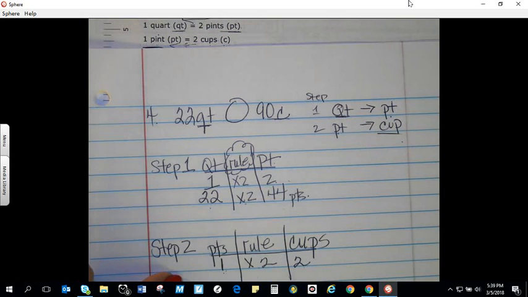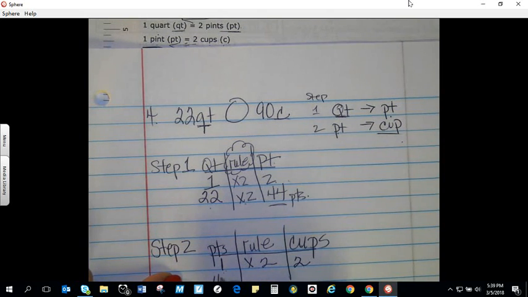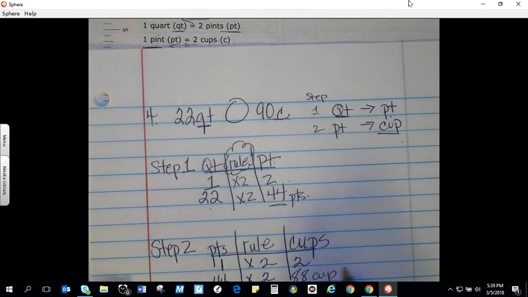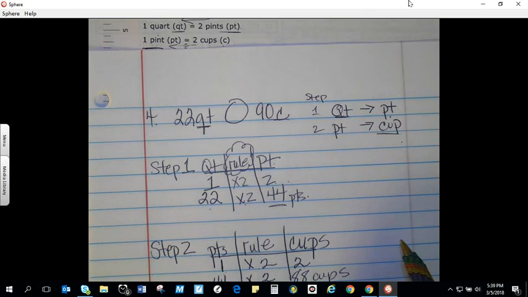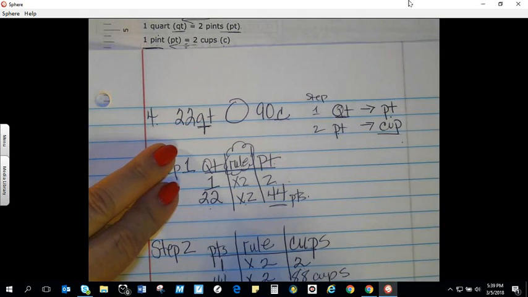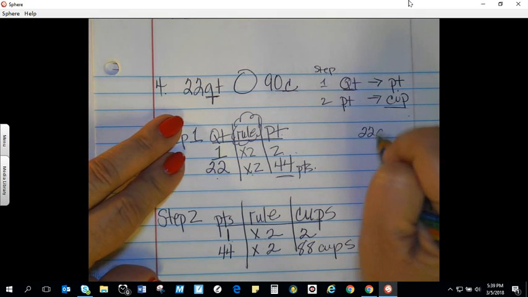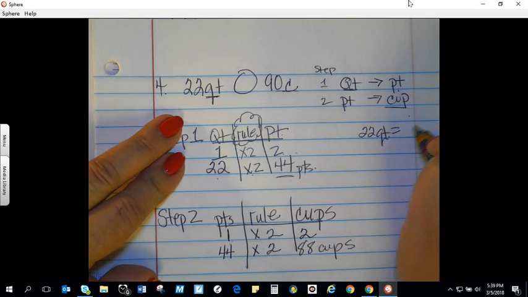Now that my rule is set, I said that I had 44 pints. So I'm going to put my 44 here times 2 equals, 2 times 4 is 8. That'll give me 88 cups. Okay, well, over here, so here it says that for every 22 quarts, I'm going to place this over here. So 22 quarts is equal to 88 cups.